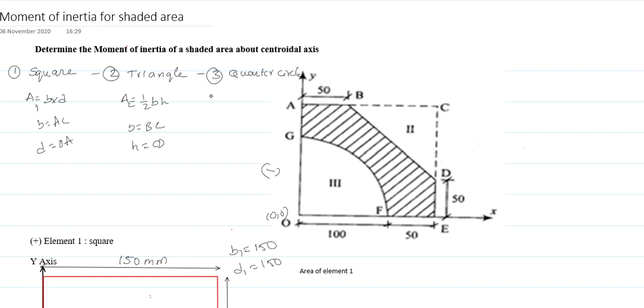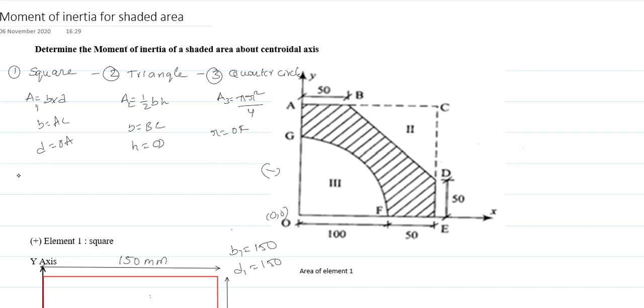For quarter circle, the area of the quarter circle A3 is equal to pi r square divided by 4, where r is nothing but OF. This is our radius OF. Clear? So those are the three most important formulas. These formulas are very important to find the areas of the individual sections.